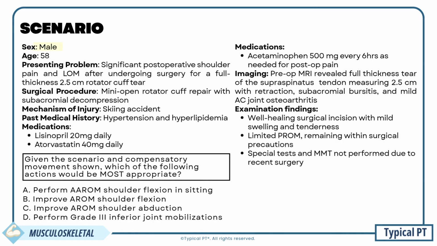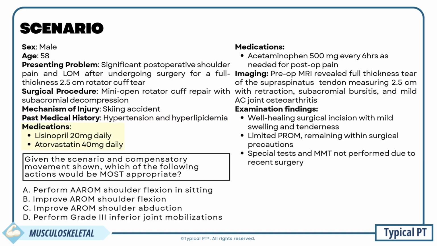Sex, male. Age, 58. Presenting problem, significant post-operative shoulder pain and limited range of motion after undergoing surgery for a full-thickness 2.5 centimeter rotator cuff tear. Surgical procedure, mini-open rotator cuff repair with subacromial decompression. Mechanism of injury, skiing accident. Past medical history, hypertension and hyperlipidemia.